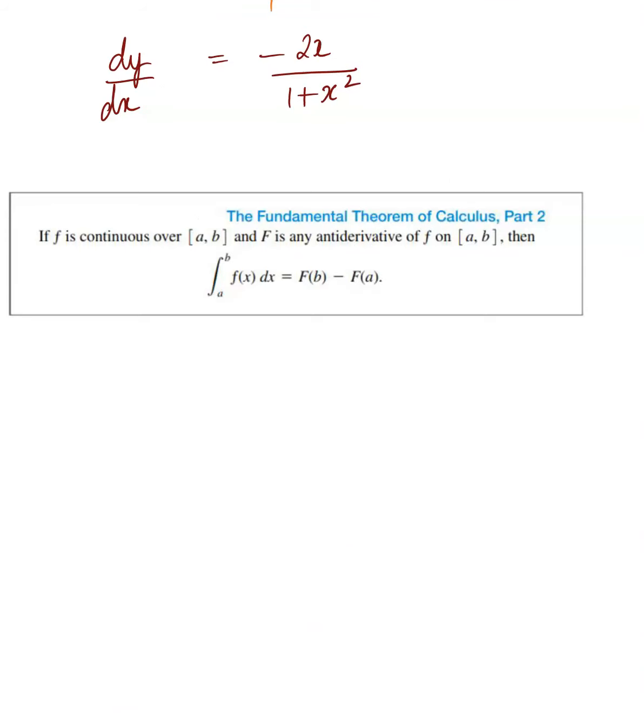Now we move on to part 2 of the theorem. If f is continuous over the closed interval [a, b] and capital F is any antiderivative of small f on [a, b], then the integral from a to b of f of x dx is capital F of b minus capital F of a. Okay. So this is really cool. This is also known as the Evaluation Theorem. So let me write that maybe here.